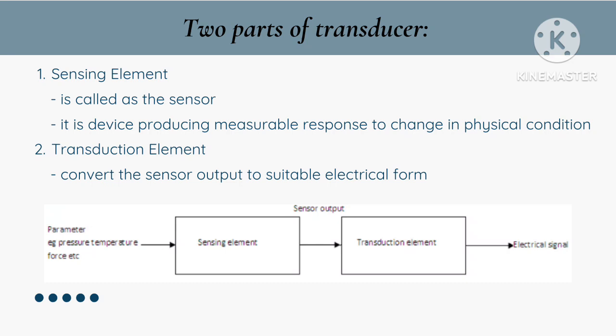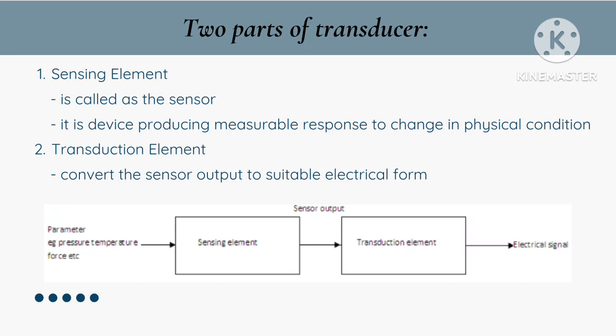For example, a thermocouple generates a small voltage when it senses temperature differences. Or let's say a photodiode, which reacts to light by generating a current. The sensing element is like the heart of the transducer because it determines how accurately and sensitively the device can detect the physical quantity.